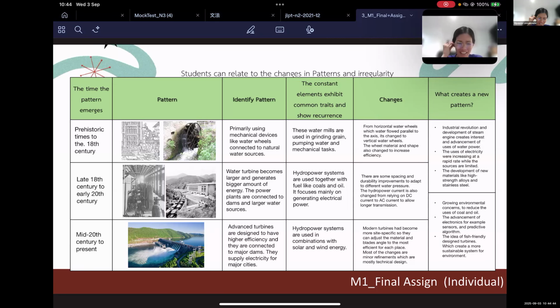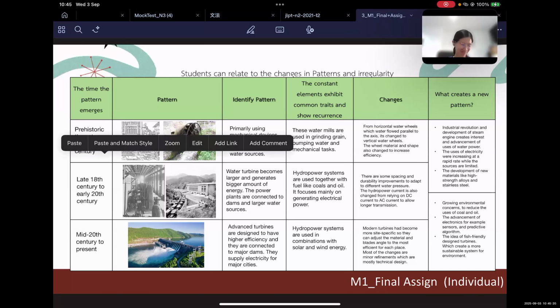Thank you. So we can see the development of the water turbine, and I saw that you mentioned a fish-friendly design. It is a great idea, but I have difficulty understanding how they do it. Yeah, probably I can explain later on. Okay, but other than that, it's a great summary of the pattern and irregularity of the development here. Thank you.